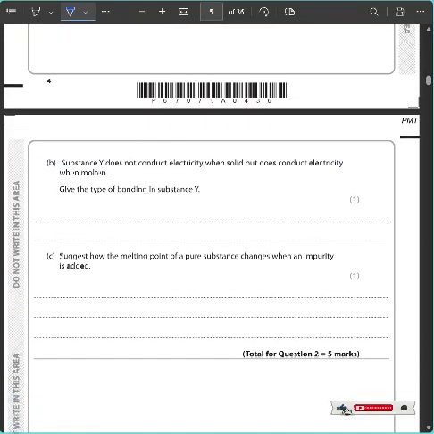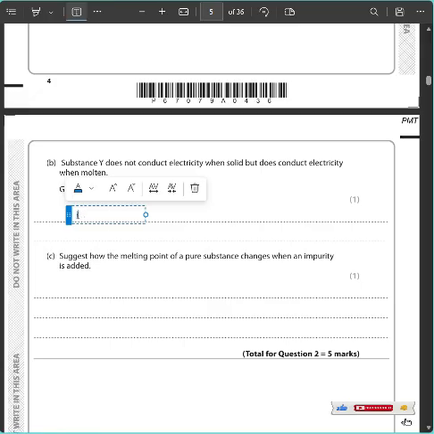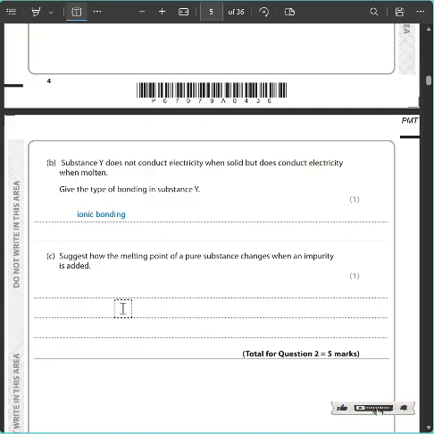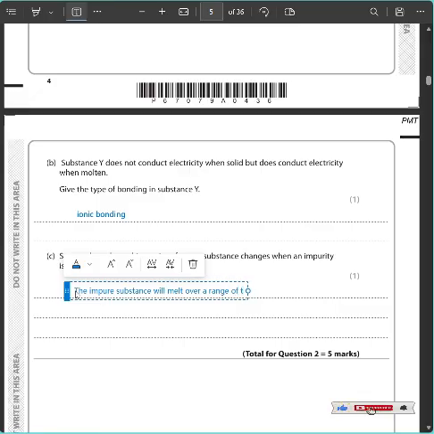Substance Y doesn't conduct electricity when solid, but does conduct electricity when molten. Give the type of bonding in substance Y. It will be ionic bonding. Okay, suggest how the melting point of the pure substance changes when an impurity is added. The impure substance will melt over a range of temperatures.